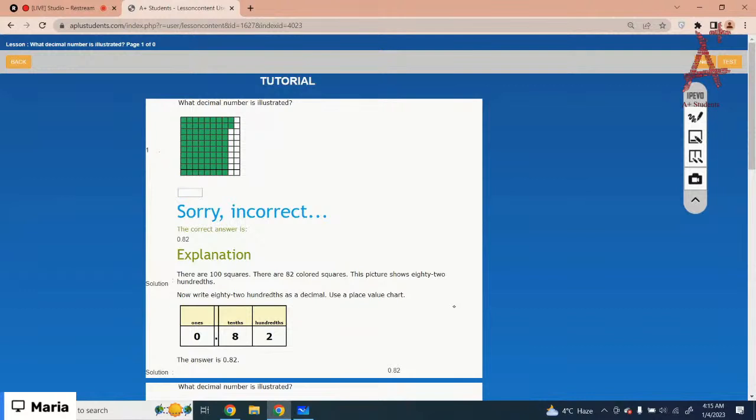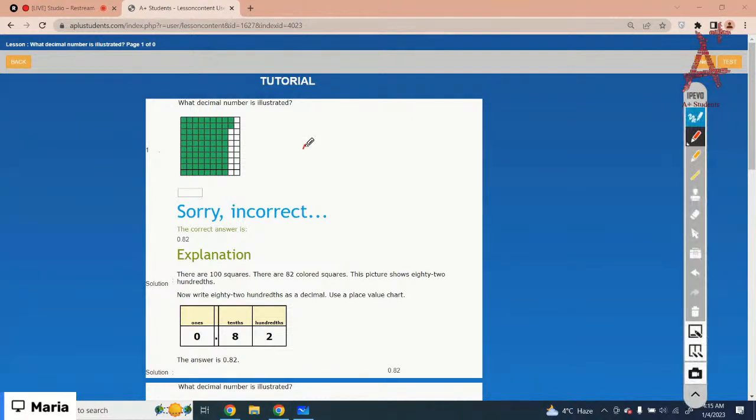You have to calculate the decimal. The total small squares are 100. Got it? So you need to see how many of the 100 are colored green. Just count the lines: 1, 2, 4, 5, 6, 7, 8, 8 complete lines and 2 boxes. That means 82 of them are colored green. So the picture shows 82 hundredths. So it would be 0.82.